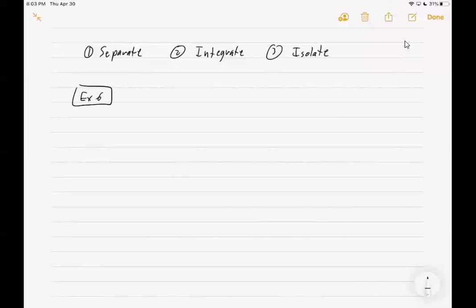So example 6 is that x times dy dx is equal to y, right? So we could separate now. We might do a little bit of algebra first and rewrite this as dy dx is equal to y over x. So we could pretend that's our algebraic phase. But now what do we need to do? We need to be able to get y to the left and everything with x to the right. So that's our separate phase.